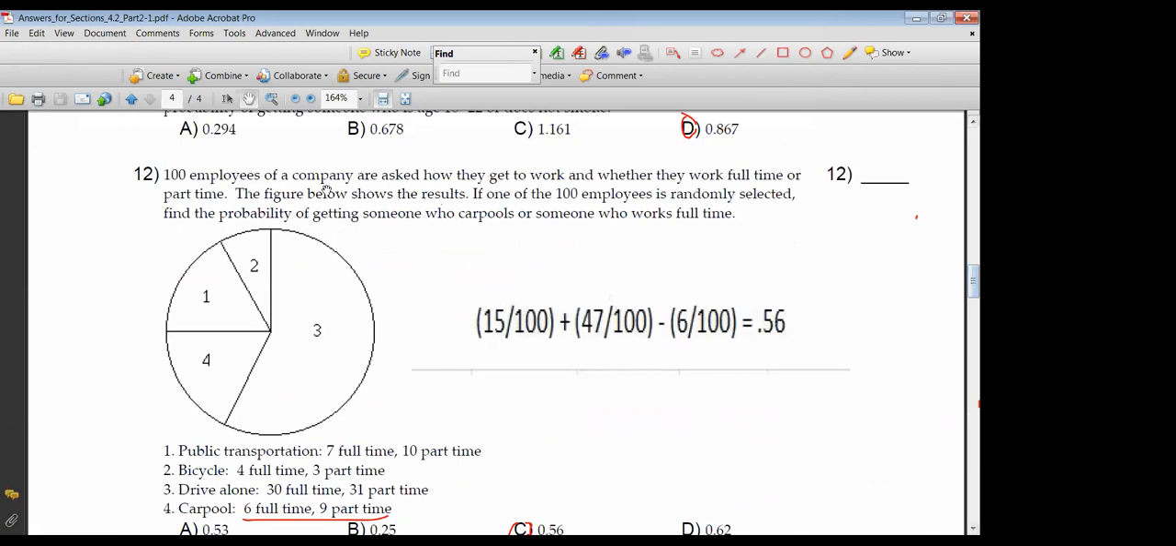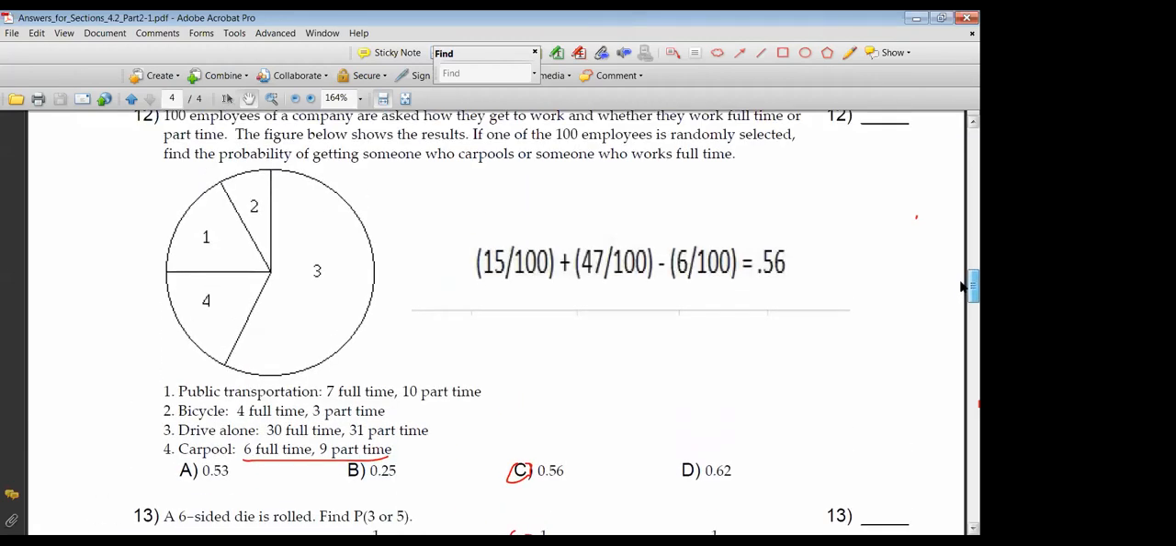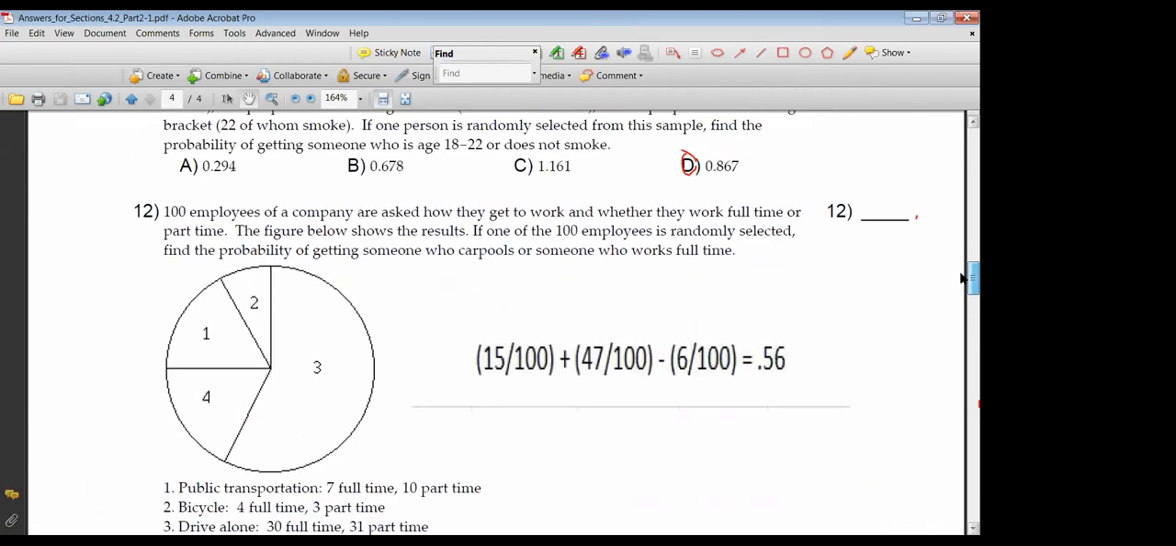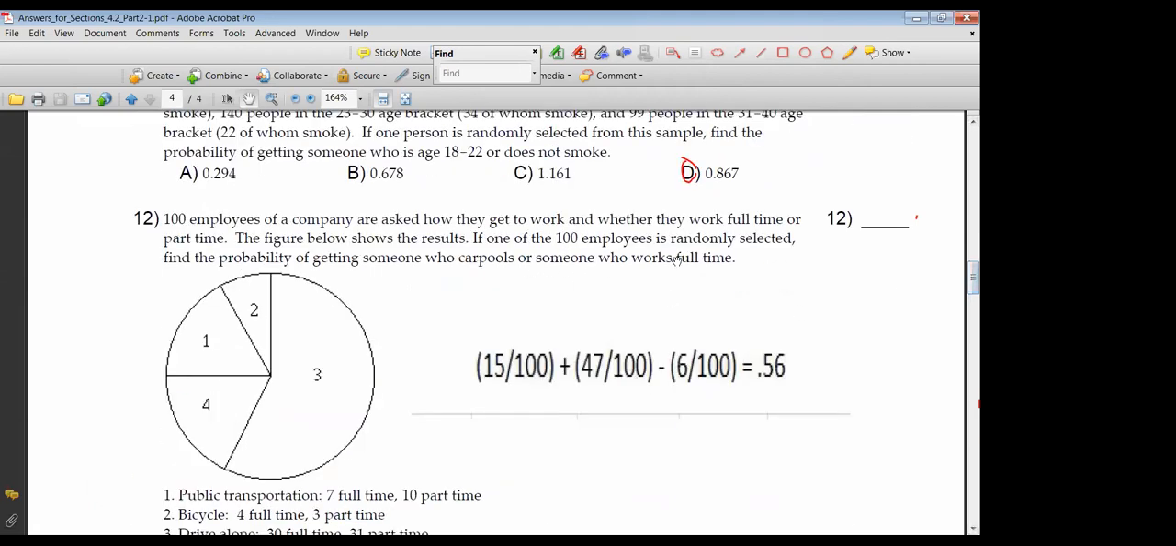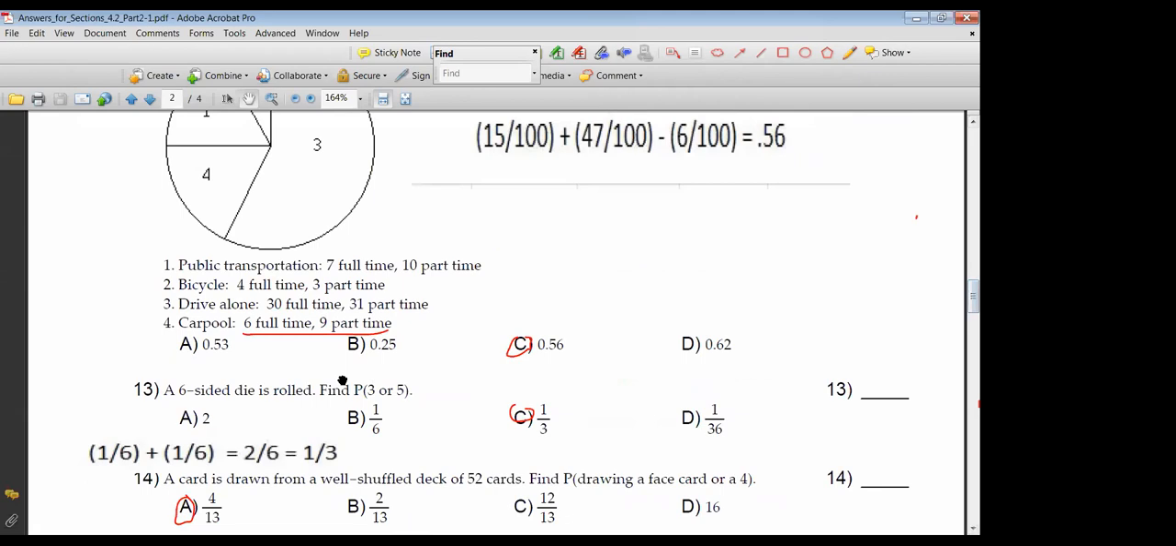You get 100 employees who were asked how they get to work. They either drove alone, took a bike, carpooled, or took public transportation. And the problem tells me about people working full-time and part-time. So here's what we're looking for. It says, find the probability of getting someone who carpools or someone who works full-time. Well, how many people carpool? There are these six people there and those nine people. There are 15 out of 100 who carpool.